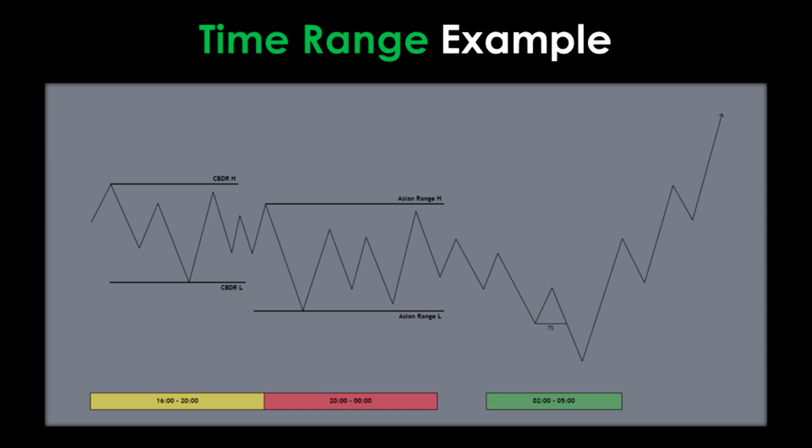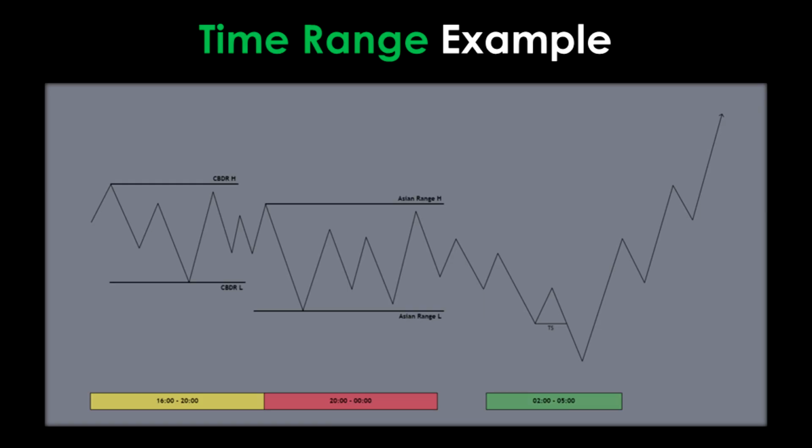Following that, from 8 p.m. to midnight New York time, we enter the Asian session range, also referred to by ICT as the Asian kill zone. Defining the highs and lows of these ranges is straightforward. Simply select the highest high and the lowest low formed within the specific time window. This will then establish your time range for that particular period.